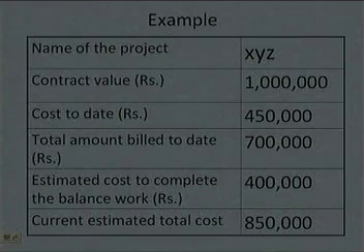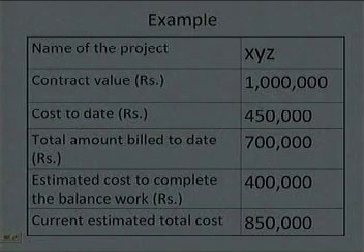We assume that there is a project XYZ and its contract value is 1000 rupees, or it could be dollars, whatever it is. Now, in the same project, the cost to date that has been incurred is 450,000. So, we are given the contract value and the cost to date. We are also aware that the total amount billed to date is 700,000. That means this is the amount for which bills have already been submitted to the owner. We are talking of a single project right now.